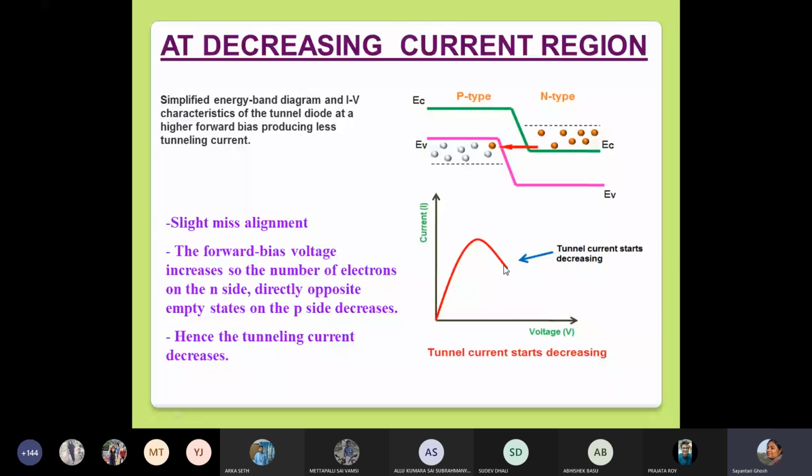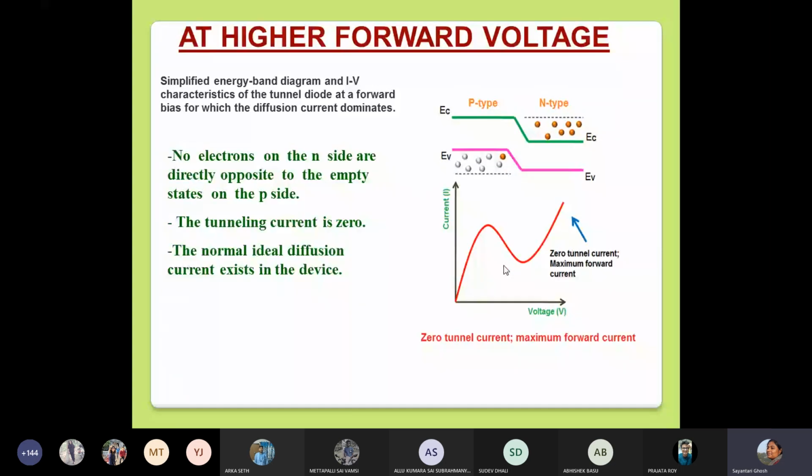But what is supposed to happen now? The tunnel current is going to fall and fall and fall down to zero. But when the tunnel current falls, on the other side, the cut-in voltage has been crossed. And as the cut-in voltage has been crossed, the tunnel current is decreasing like this. Okay, the tunnel current is decreasing like this.